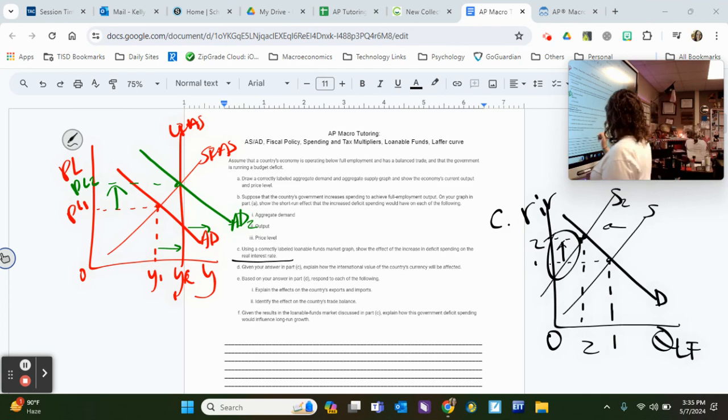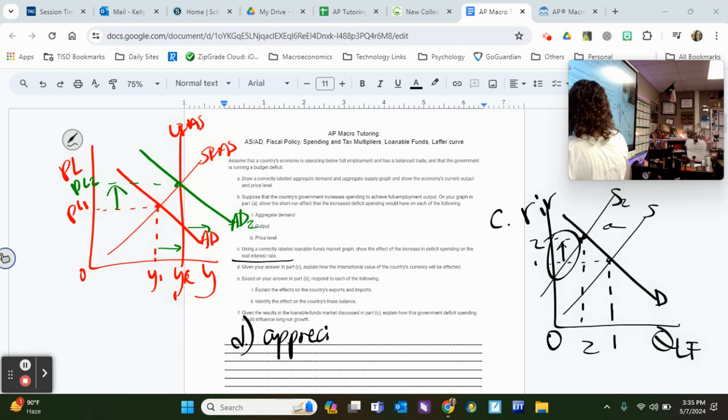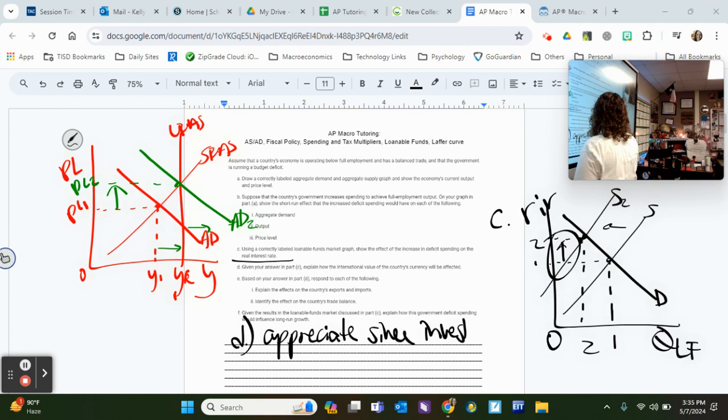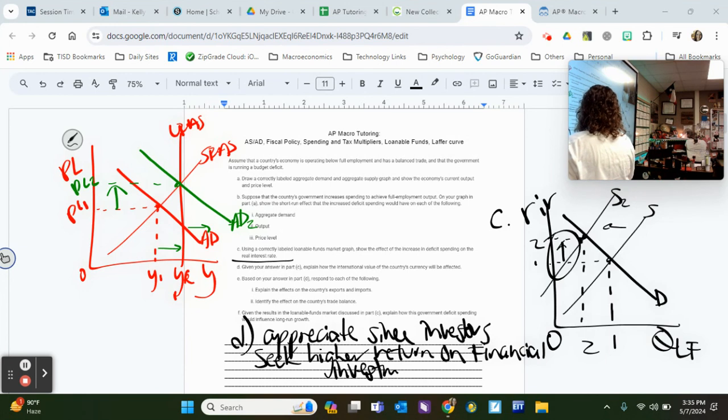And so the currency value is going to appreciate, I'll do D down here, appreciate since investors seek a higher return on foreign financial investments. Here's a wrong answer: appreciate because interest rates are higher. You already said interest rates are higher on C. You can't get credit for two different answers that you answered the exact same way. It's all one point. Anytime they say explain, it's a 1 point thing. And you have to say appreciate and the correct explanation. You can say interest rates are high so people want to save their money there. That's fine. You can restate the fact that interest rates are high. But saying interest rates are high alone is not an explanation.